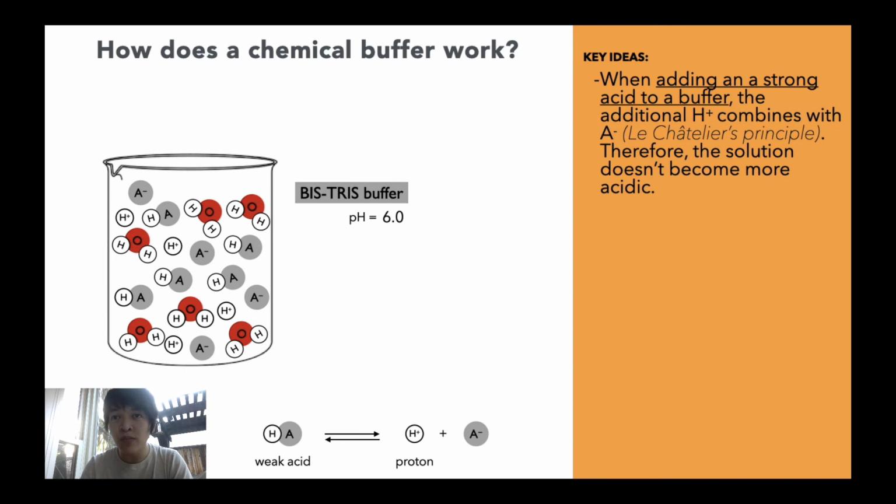Now let's look at the same buffer if we added a strong base instead. When you add a strong base, that means we're adding hydroxide ions. You'd think the pH would go up, but this is actually what happens, so look carefully. The hydroxide ion combines with the H+ ion in solution, and then it forms water. But then an HA molecule that's in the solution dissociates to form the H+ ion back again. Let's see this one more time.